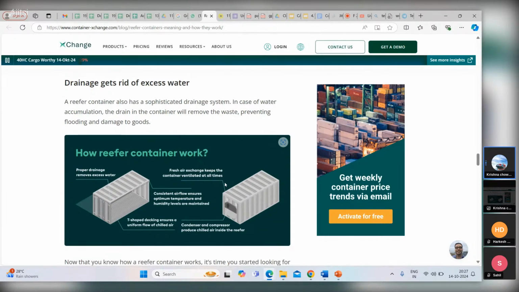Drainage: a reefer container also has a sophisticated drainage system in case of water accumulation. The drains in the container will remove the waste, preventing flooding and damage to the goods. So it depends. If you're lucky, you'll get a drainage like this, proper drainage from top and down. This drainage will remove any trapped air or any smell problems.